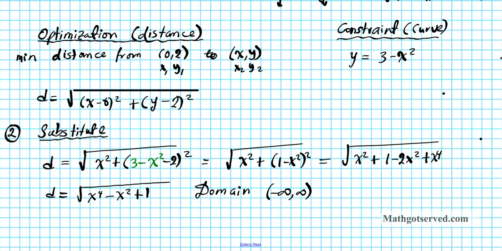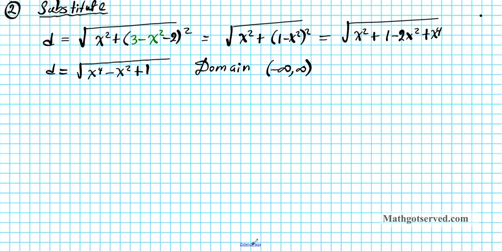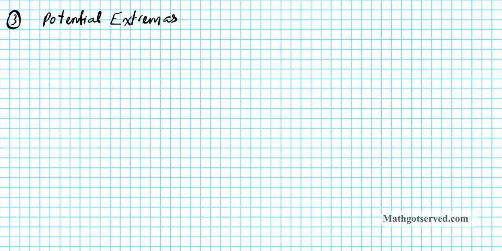All right, let's look for our potential extrema in part 3. We know that our potential extrema are the critical points and endpoints. In this problem, our domain is an open interval, so our endpoints are not included, since we do not have any endpoints. So our potential extrema in this problem are basically our critical points.